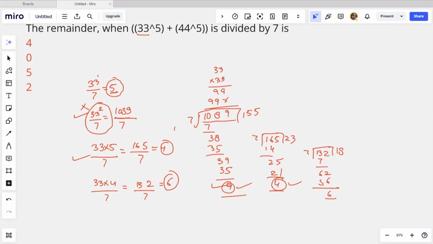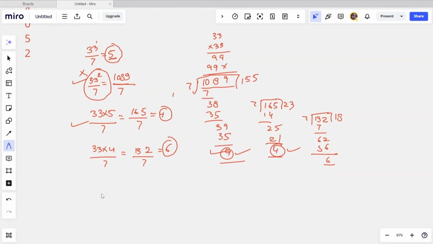Now let's try to find another remainder. 33 into what? The previous remainder is 6. So 33 into 6 divided by 7. 6 times 3 is 18, 1 carry, 6 times 3 is 18, 198 divided by 7. Now let's try to divide this. 198 divided by 7: 7 times 2 is 14 and 5. And we will write 8 here. 7 times 8 is 56. The remainder is 2. So as you can see, the remainder is 2 now.